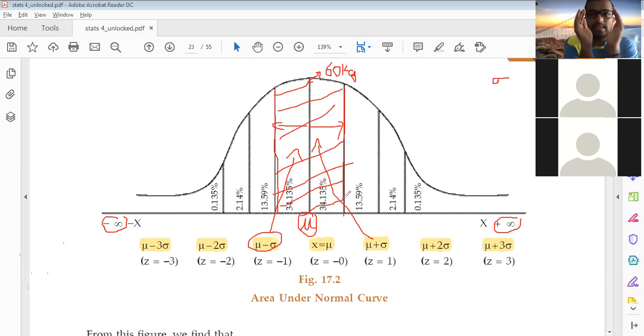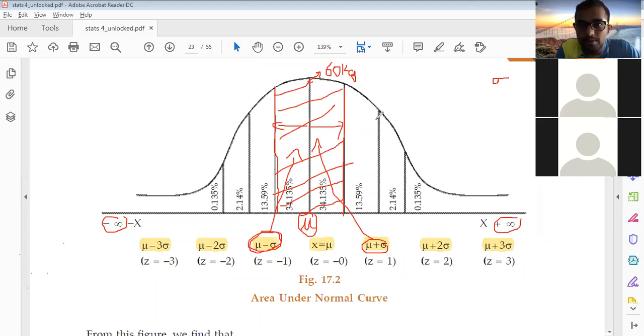That means 60 is the average weight, but 68% of those 100 people might come somewhere around this particular area, your first neighborhood, mu minus sigma, mu plus sigma, equally divided. This side some 34.1%, this side some 34.1%, so totally around 68%. Don't worry about the correct value, you have to write it later, but now I'm just telling you. So from mu minus sigma to mu plus sigma, this is your first neighborhood, with around 68%. How much exactly, we will see later.